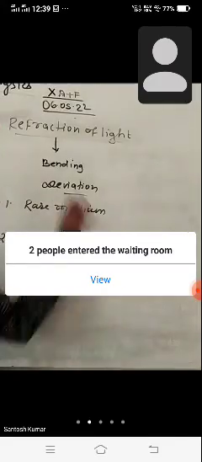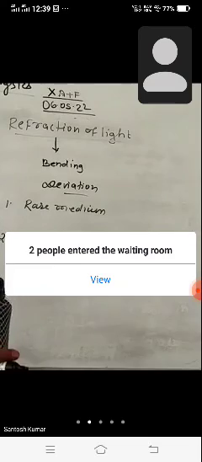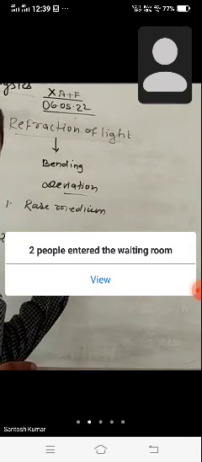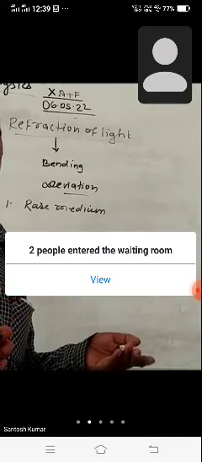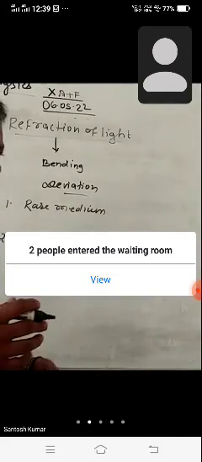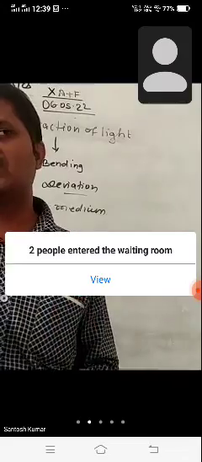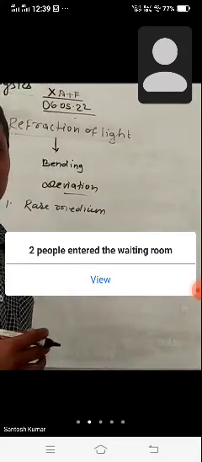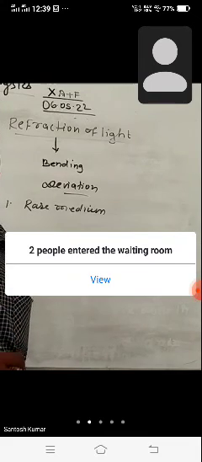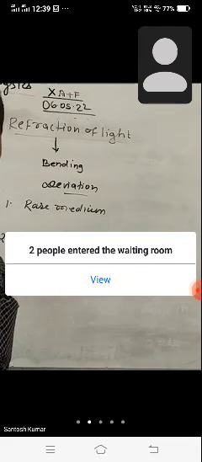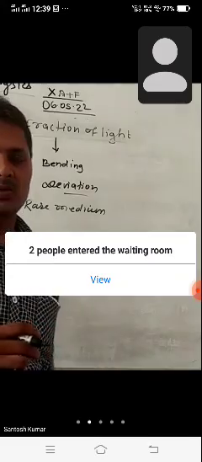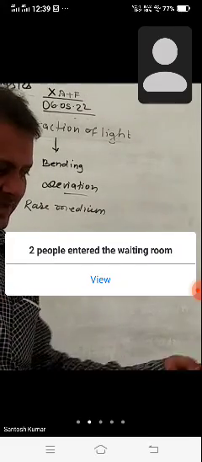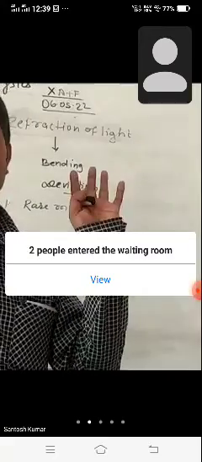So bending takes place whenever there is a change of medium. If light is entering from one medium to another, its speed will either increase or decrease. Increase or decrease means there is a change in speed, and that change in speed is due to the refraction of light. So why does this change take place? Why is there a change in the speed of light? Why is there a change in medium? On what basis do we explain that this is another medium?